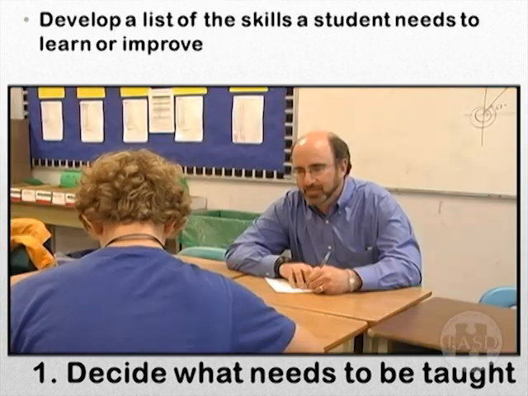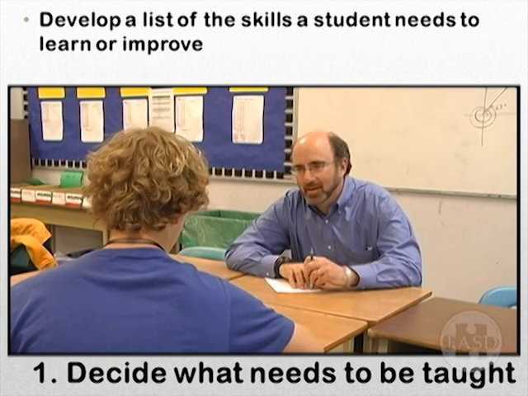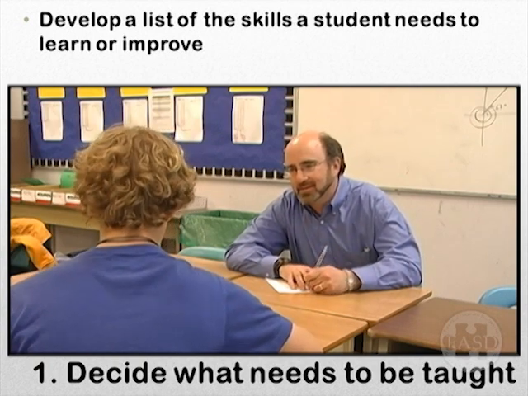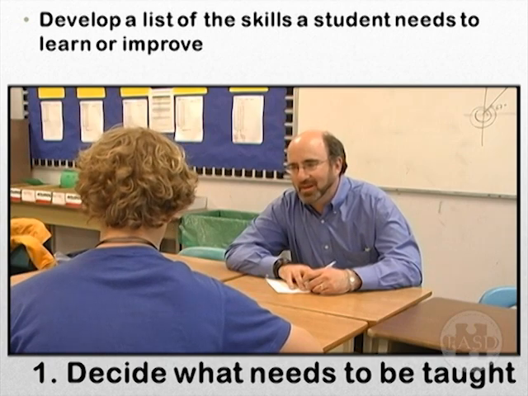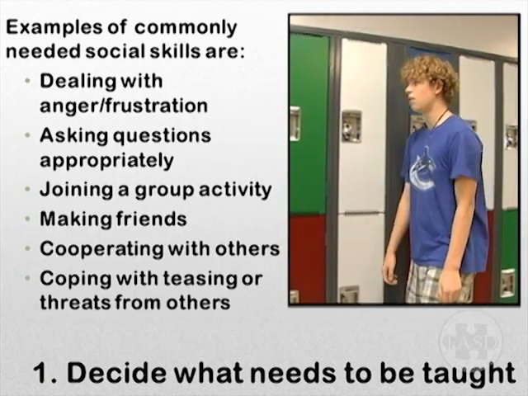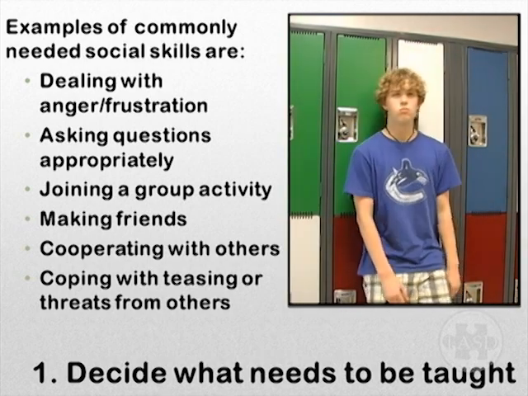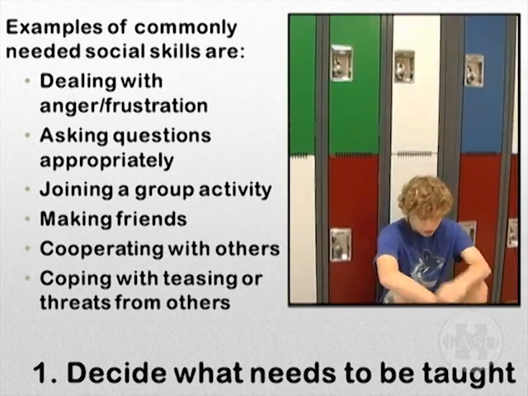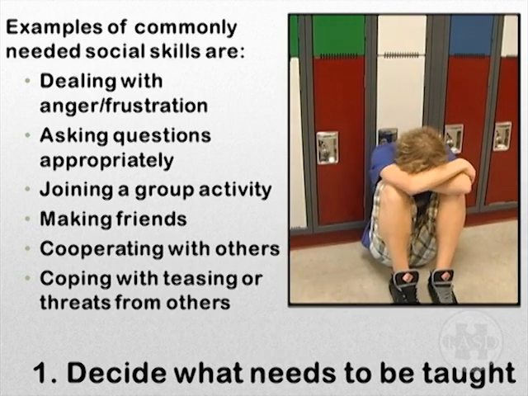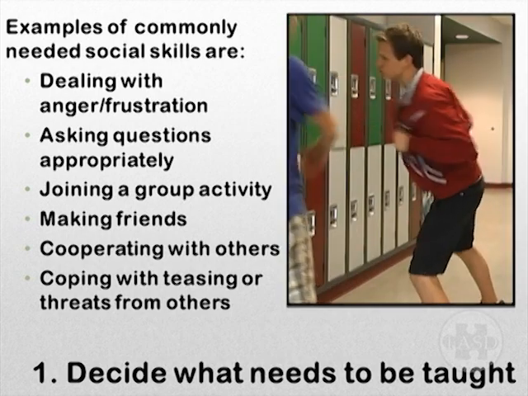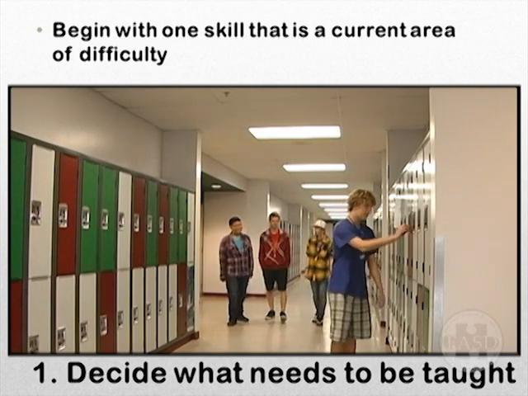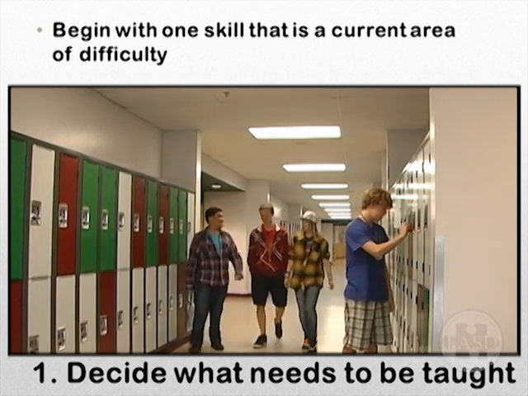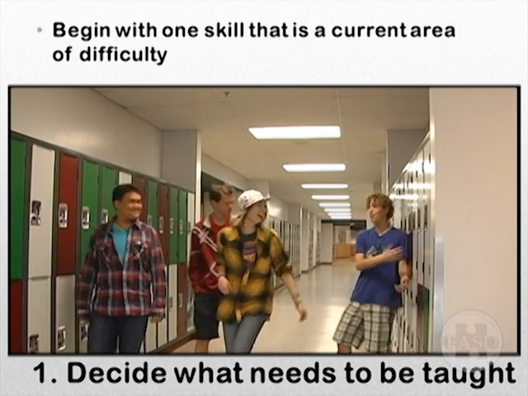Once the assessment is complete, develop a list of the skills the student needs to learn or improve. If appropriate, involve the student in this decision-making process. Examples of commonly needed social skills include dealing with anger and frustration, asking questions appropriately, joining a group activity already in progress, making friends, cooperating with peers, and coping with teasing or threats from others. When deciding where to begin, it is useful to pick one pertinent skill that is a current area of difficulty for the student.